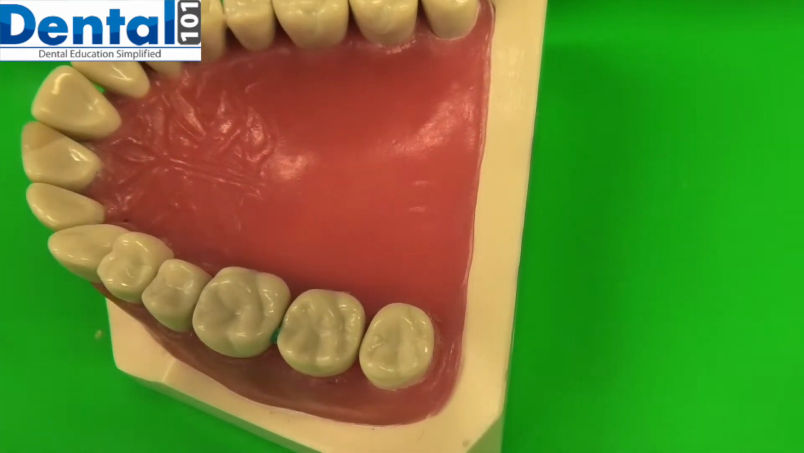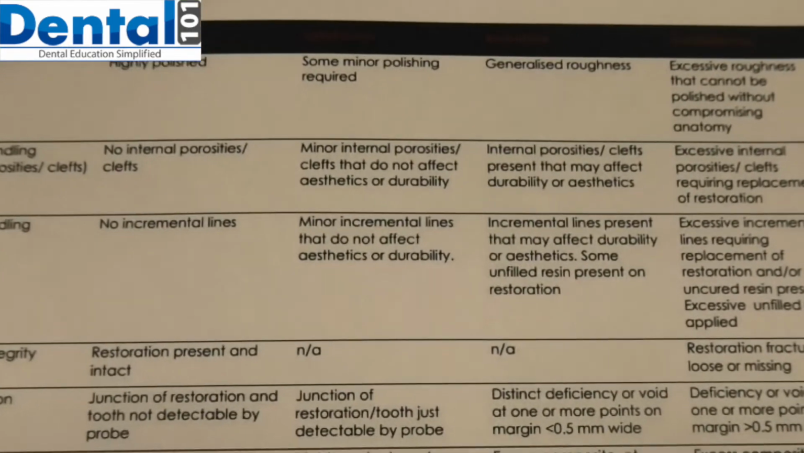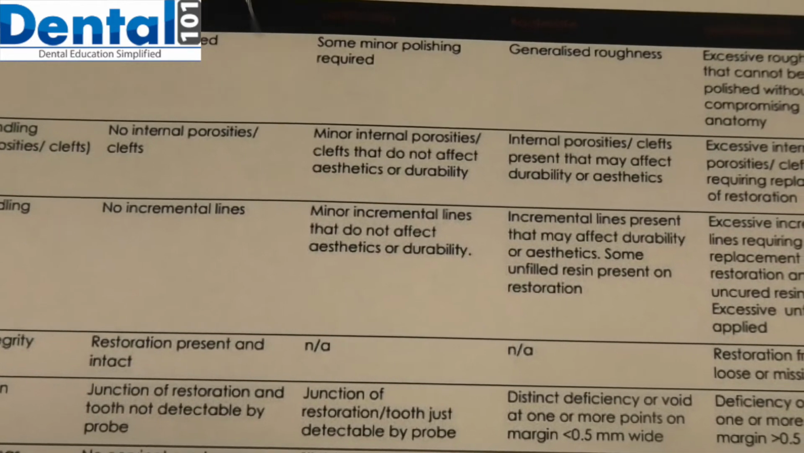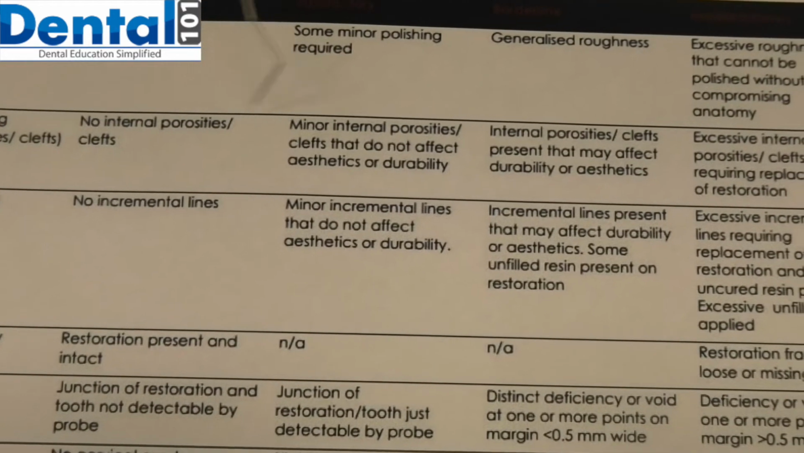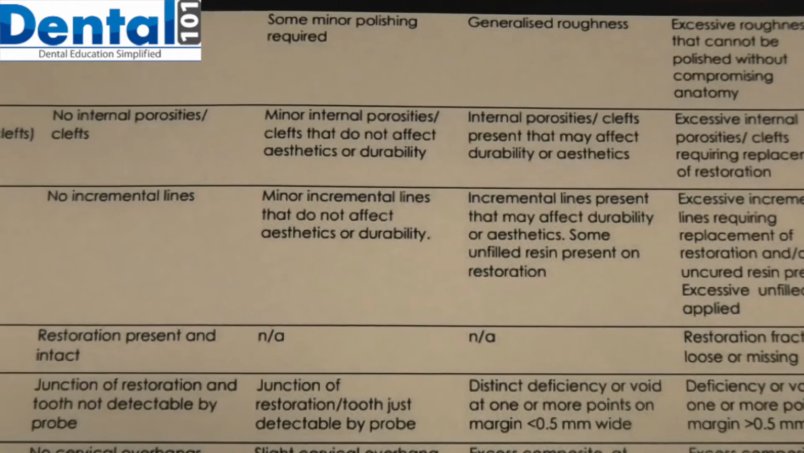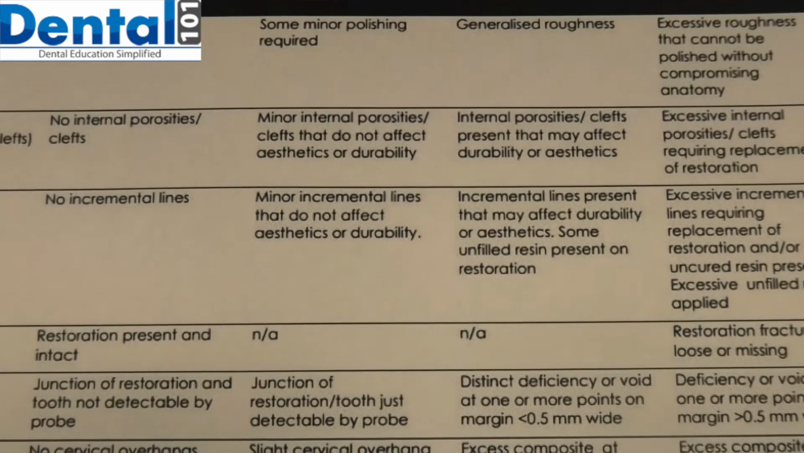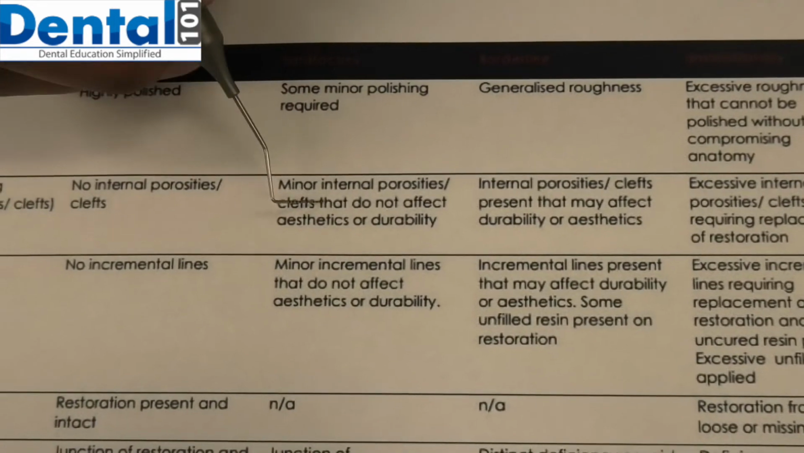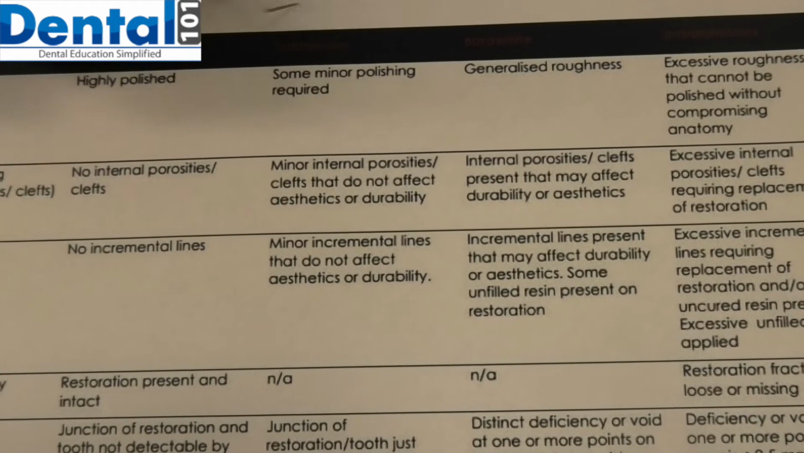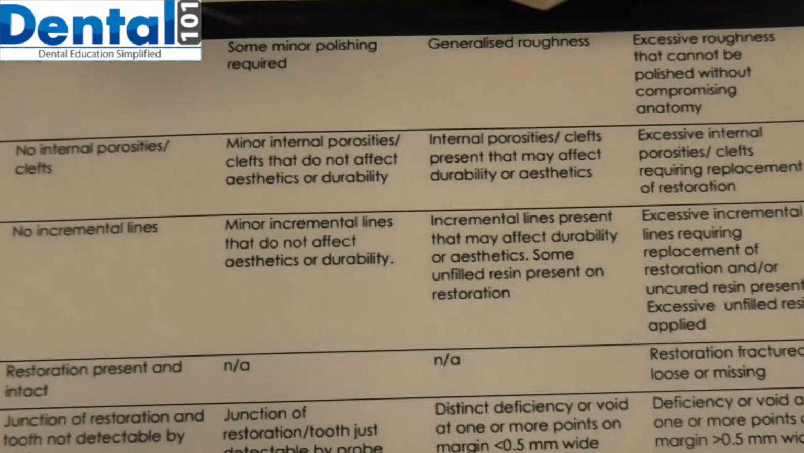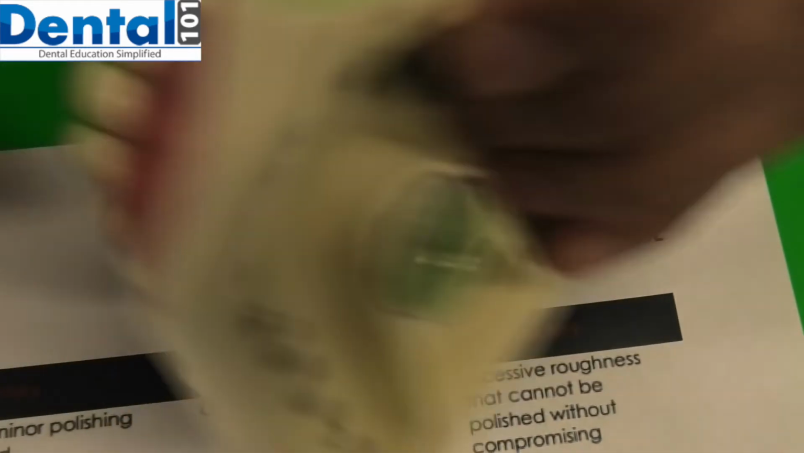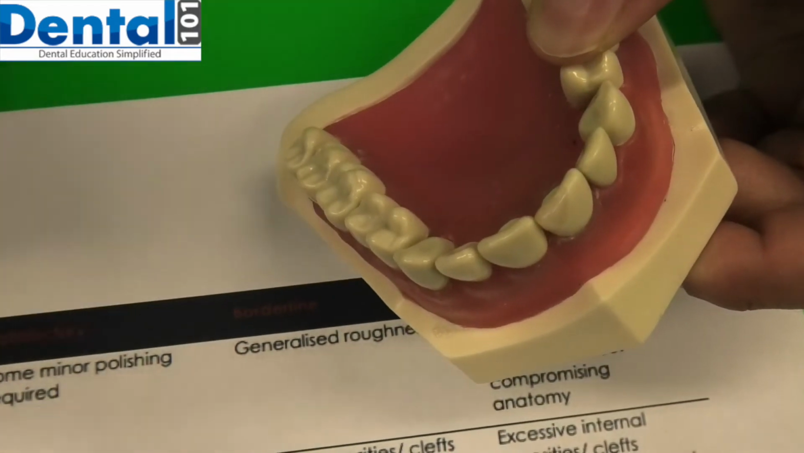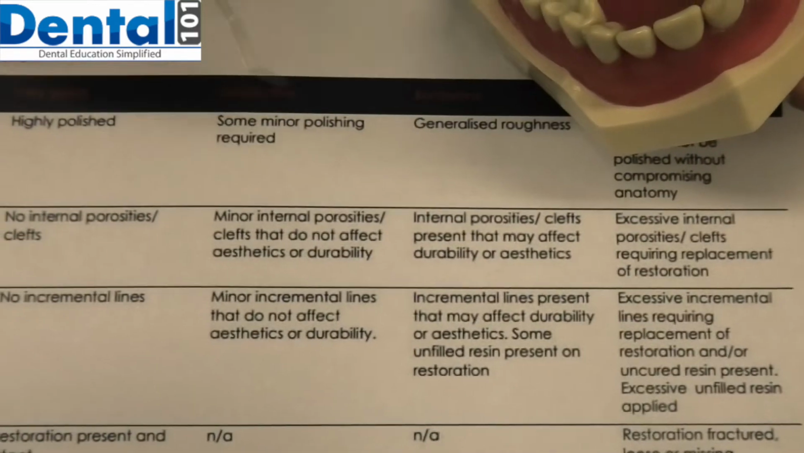Now for the second point, material handling, I got one porosity on my restoration. According to the rubrics, if there is no internal porosity or cleft, then it will be very good. But on my restoration there is one porosity. Minor internal porosity or cleft that does not affect aesthetics or durability will come under satisfactory. My porosity is on the incisal surface, so it doesn't affect the aesthetics or the durability of the restoration. So according to the rubric, it comes under satisfactory criteria.